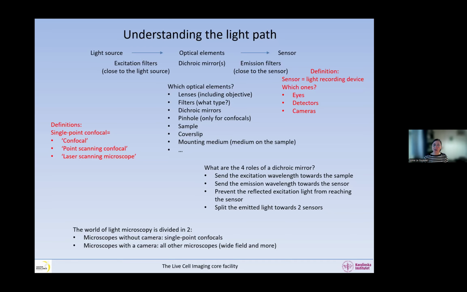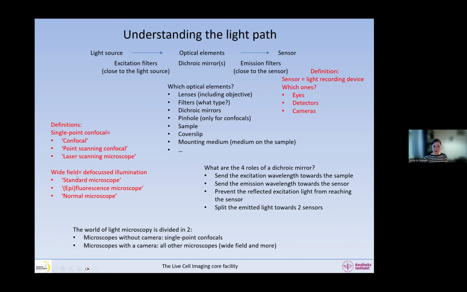Now, again, a definition. What we call here in this course single point confocal is what most people call a confocal, or sometimes a point scanning confocal, or sometimes a laser scanning microscope. And just to make it very clear, we are going to talk about single point confocal and multi-point confocal, just to make sure that everybody knows that a spinning disk is also confocal, and that makes it very clear from the name. So this is the way we harmonize things. Single point confocals is what most of you are actually using in this course this year.